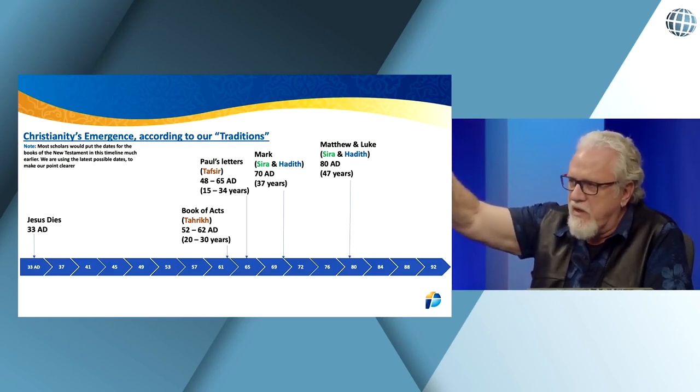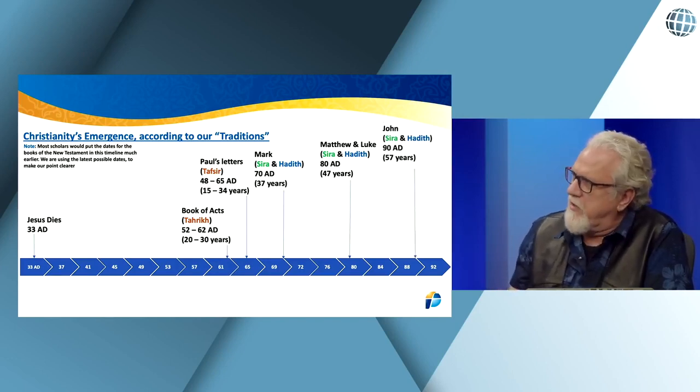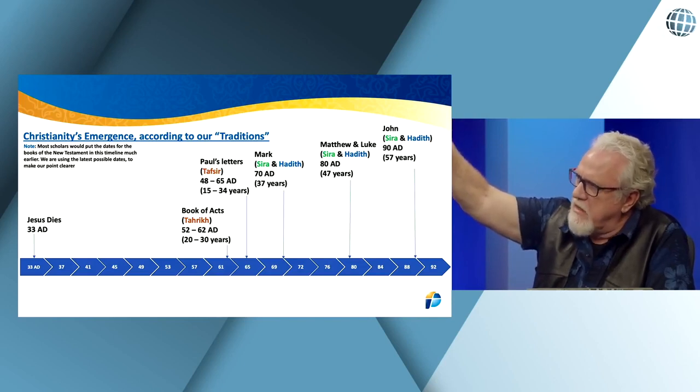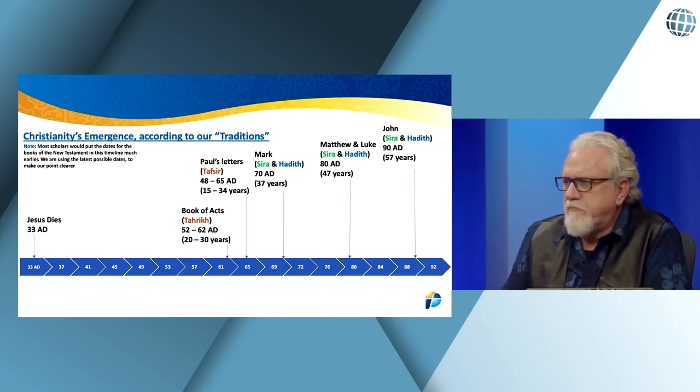That's 47 years. And then the final one would be the Gospel of John. So there you have the Gospel of John, 90 AD. That's within 57 years. Okay, why is that important? What's going on here? What have I just shown?